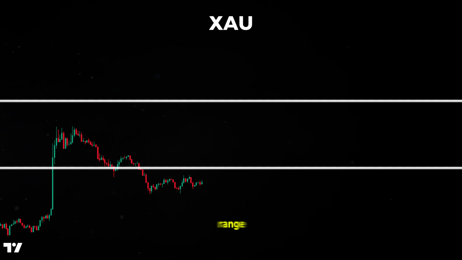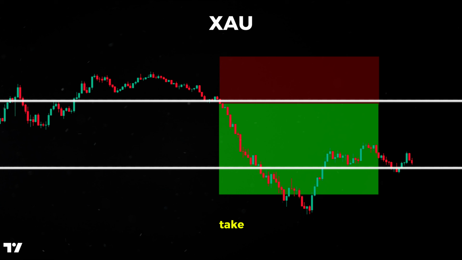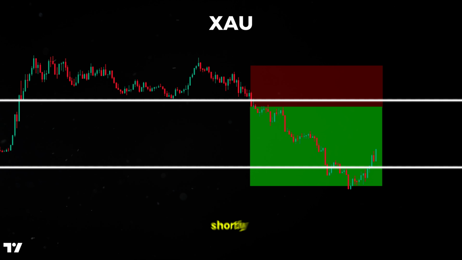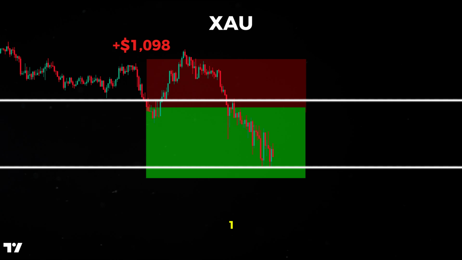New day, new range, long setup forms, stop at the lows, 2R target, hits it. Then a short setup, it hits the take profit. Another short setup forms shortly after, same result, 2R. Then later another short, stop at the highs. This one hits the stop for a 1R loss.